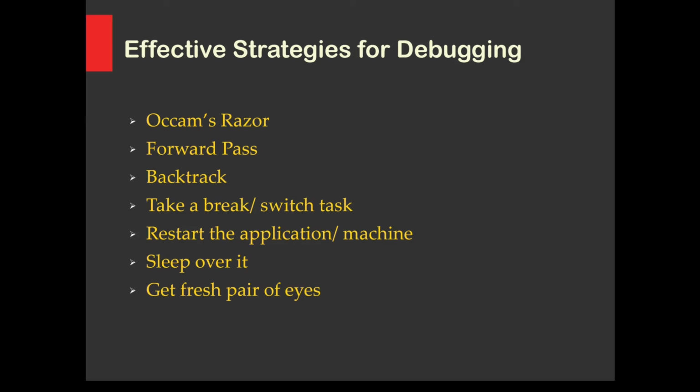The last strategy is get fresh pair of eyes. If you have tried everything and nothing seems to work, try to ask a colleague for help. Bringing in someone new has a fresh perspective on the problem and can address it much quicker. Similarly, asking a senior dev can also help debug the issue at hand more quickly.